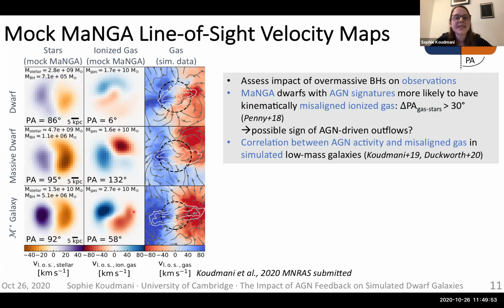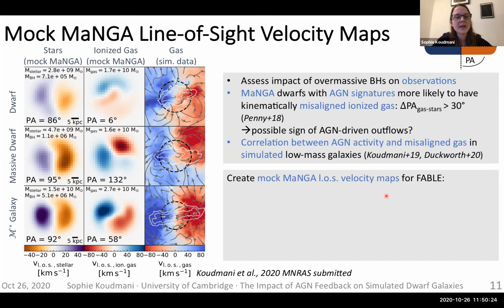We then also wanted to assess whether there might be observational signatures of this black hole activity. Like I mentioned earlier, the MaNGA survey found that dwarfs with AGN signatures are more likely to have kinematically misaligned gas, so that the difference in kinematic position angles, which basically give you the orientation of the angular momentum vector of the gas and the stars, is greater than 30 degrees. And they interpret that as a possible sign of AGN-driven outflows. So we wanted to see whether we would also see that effect in FABLE.